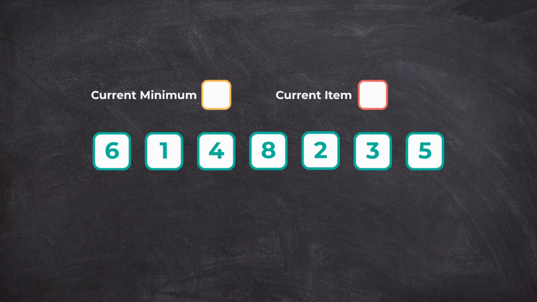We start with 6 as our first element and assume it's the minimum. Then we check the rest of the array. We find 1, which is smaller than 6, so 1 becomes our new minimum. After checking all elements, we swap 1 with 6.